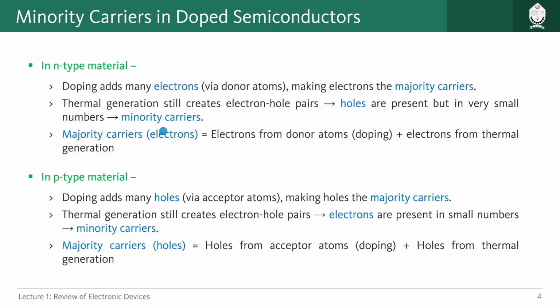Similarly, we can say the same thing for p-type material. For p-type material we add extra holes by doping, and thermal generation will create electron-hole pairs, but the holes generated thermally and the holes from doping together constitute the total number of majority carriers for p-type material, and the rest of them, the electrons, are the minority carriers.